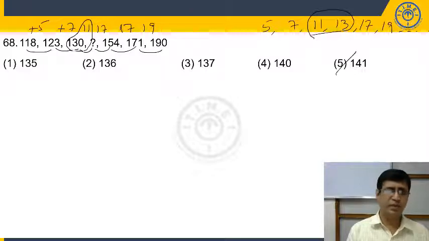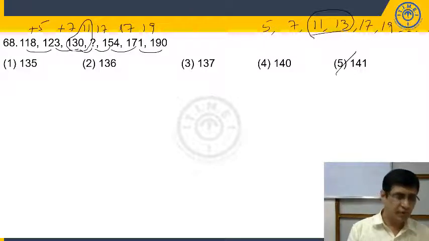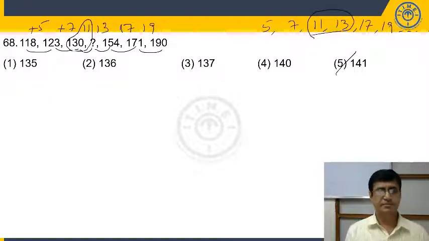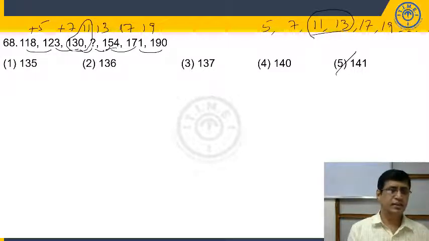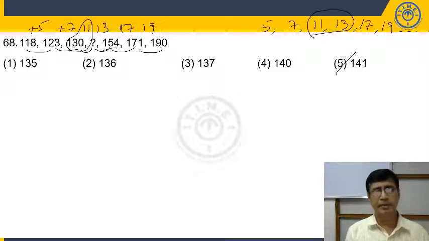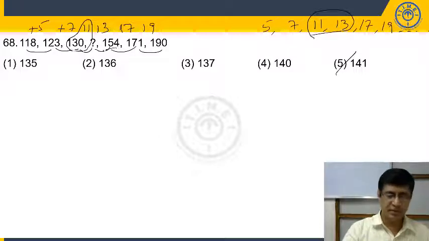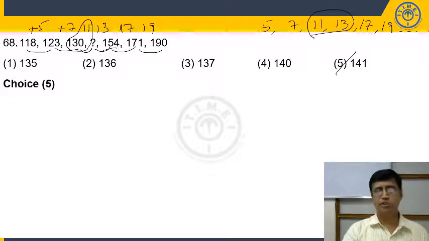So 141 plus, small correction here. It is 13. So 141 plus 13, it is 154. 154 plus 17, 171 plus 19. So here all the prime numbers are added. So it is a prime number series. So the right choice is option number 5.